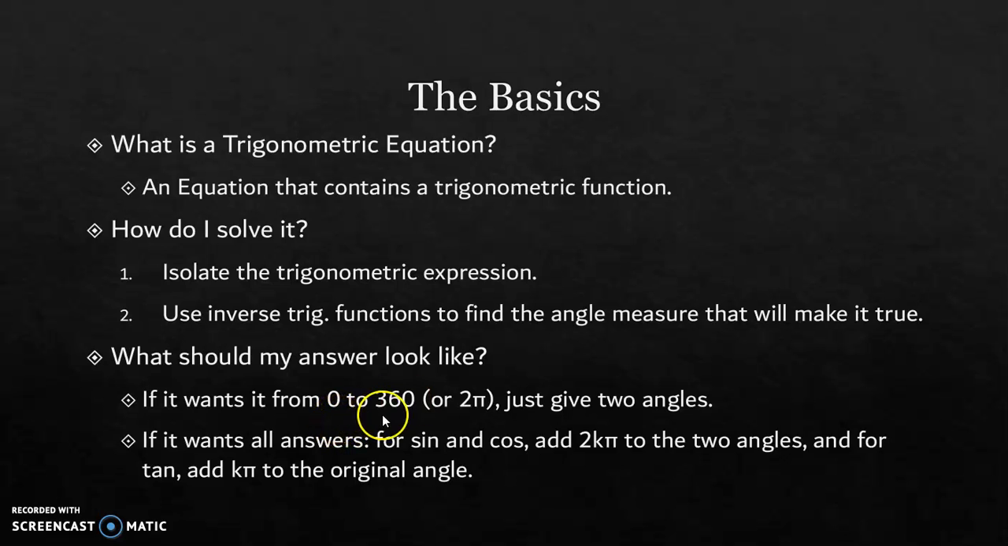So if they ask you from 0 to 360 or 0 to 2 pi, you're just going to give two angle measures. But if they ask for all of the answers, with sine and cosine, you're going to take the two angle measures you just got and add 2k pi to it, because that's a full circle and it's adding on full circles. K is just a variable that represents a counting number. And then for tangent, you're only going to get one angle measure and you're just going to add k pi to it because tangent's period is pi.